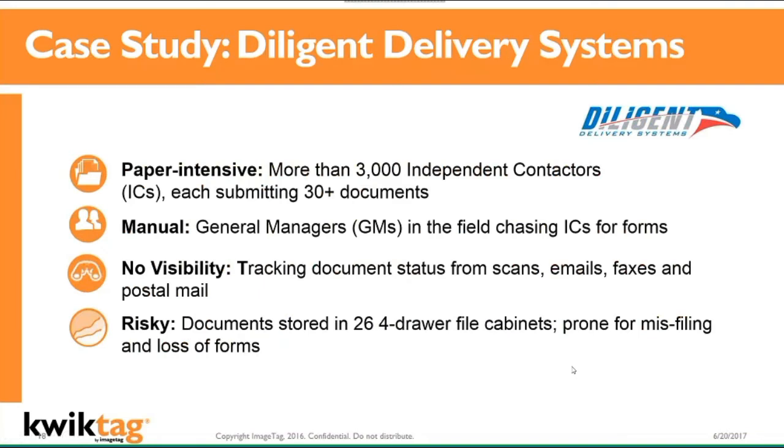I could give you hundreds of examples, but that just happens to be the one that I chose. Now, this one is a very different scenario. Diligent Delivery Systems is a transportation and logistics company, and they have truckers driving all over the United States delivering products from point A to point B on behalf of their clients.